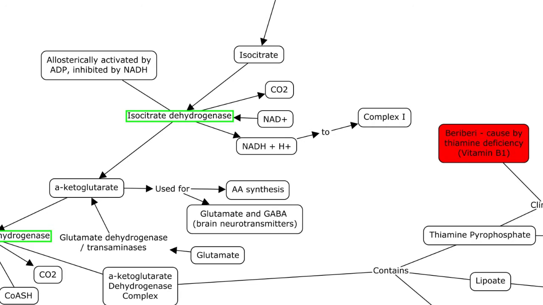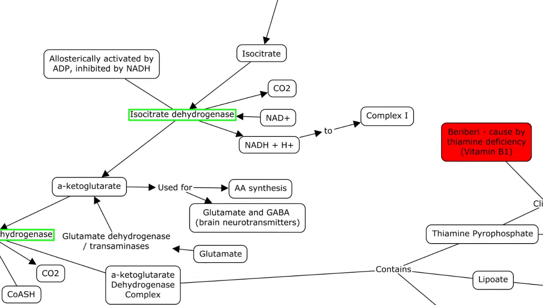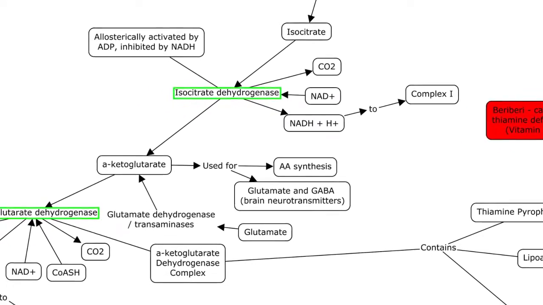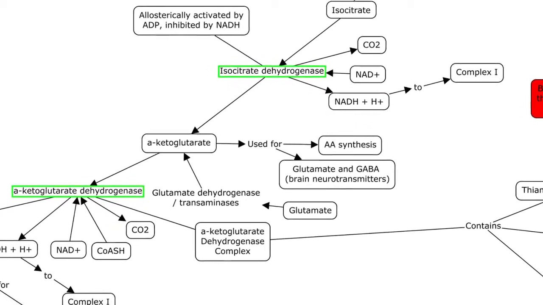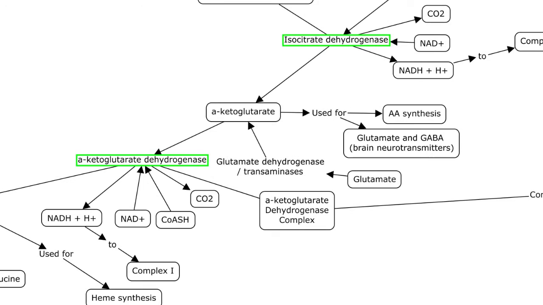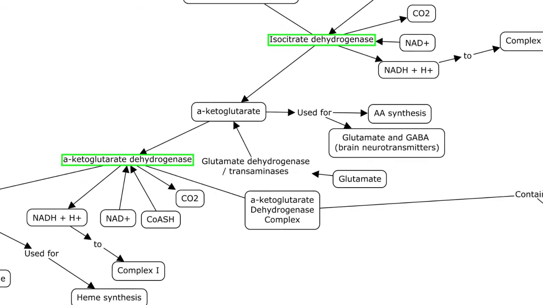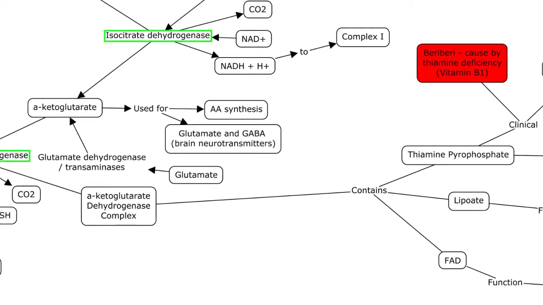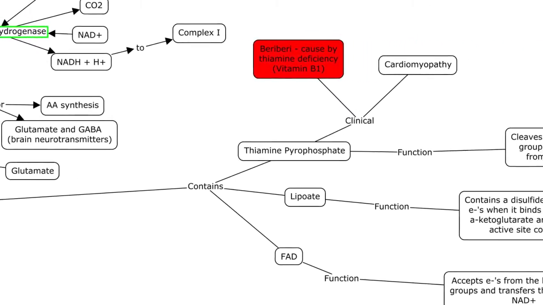So isocitrate dehydrogenase is going to give us alpha-ketoglutarate, which is also used for amino acid synthesis, and glutamate and GABA, which are neurotransmitters. You can also make alpha-ketoglutarate from glutamate by using either a glutamate dehydrogenase or a transaminase enzyme. So we've got our alpha-ketoglutarate. The next enzyme is our alpha-ketoglutarate dehydrogenase. Now we're going to spend a little time talking about this, the alpha-ketoglutarate dehydrogenase complex.